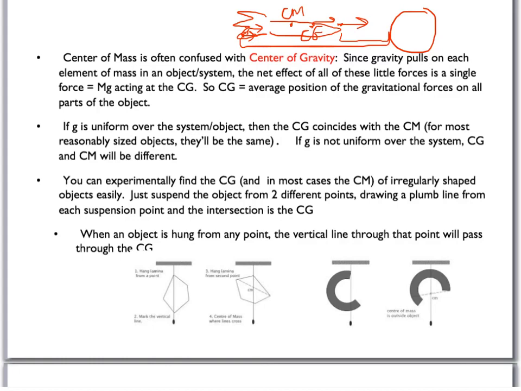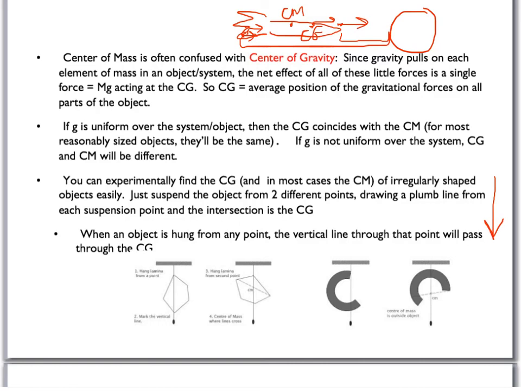And even if your object is a very irregular shape, you can find this center of mass and the center of gravity pretty easily. All you need to do is suspend the object from two different points. If you draw a plumb line, which basically means just a straight vertical line down to the ground, from each suspension point, the intersection of those lines will be your center of gravity, and therefore your center of mass as well, as long as you're in a uniform gravitational field.